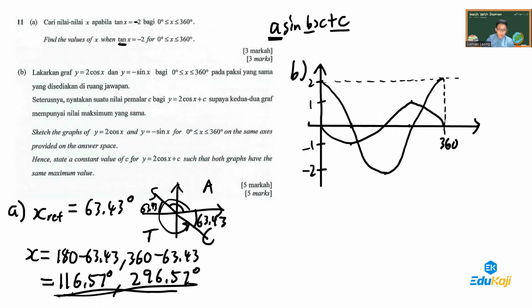So they want to state a constant value of c for y equals 2 cos x plus c, such that both graphs has the same maximum value. C.